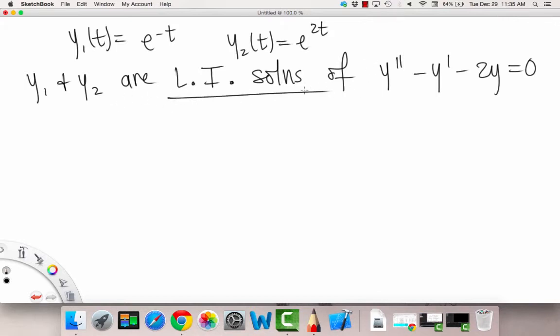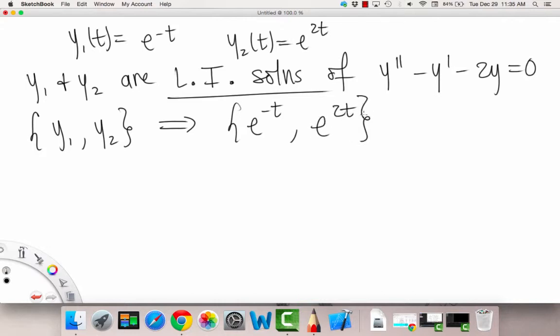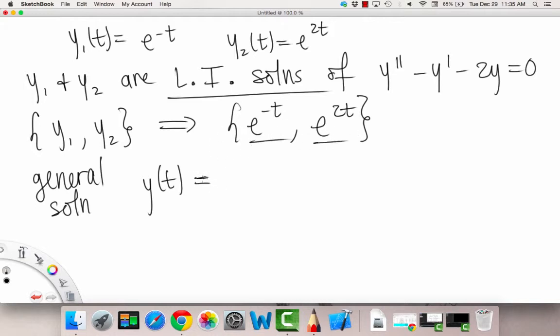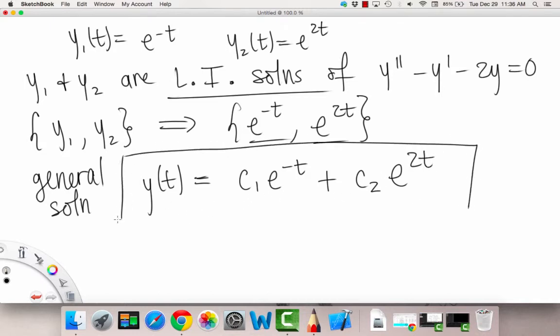Since they are linearly independent solutions, we can form a fundamental set of solutions with them. We could also write it with the explicit formulas, so this would be e to the negative t and e to the 2t, which means we can form our general solution, denoted by y of t, by taking a linear combination of the entries in our set. So that would be c sub 1 e to the negative t plus c sub 2 e to the 2t. And that right here is our general solution. This composes all of the possible solutions to this ODE.